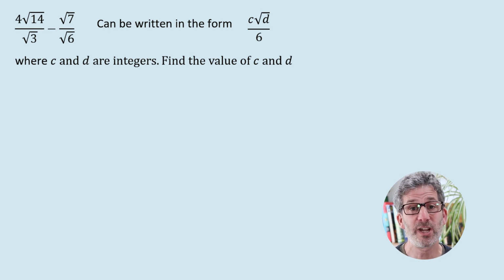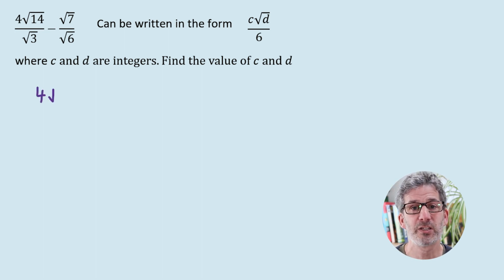So to add or subtract any fraction, we need to find a common denominator. And in this case, because we're dealing with surds, this may well involve rationalising the denominator. So I'm just going to rationalise the denominator in both of the fractions. So let me show you how to do that.